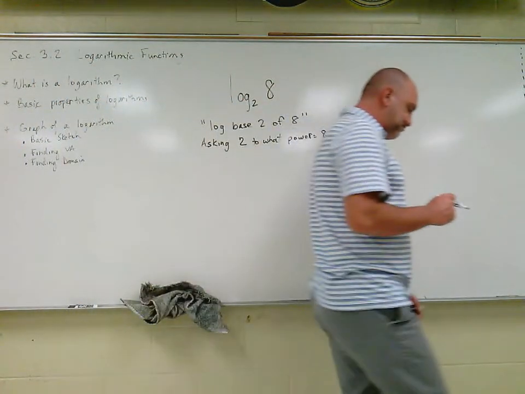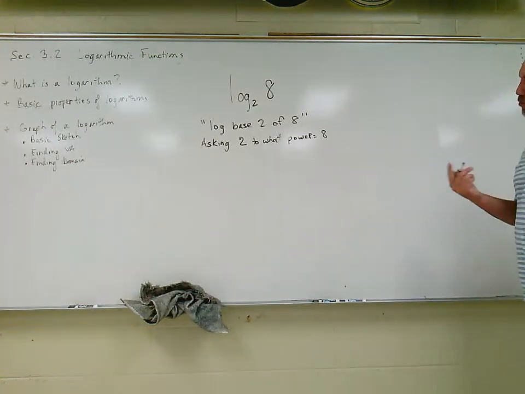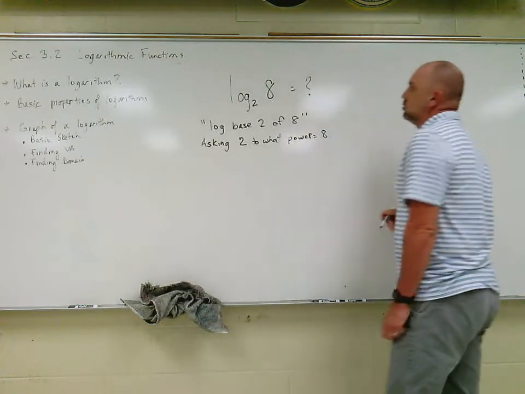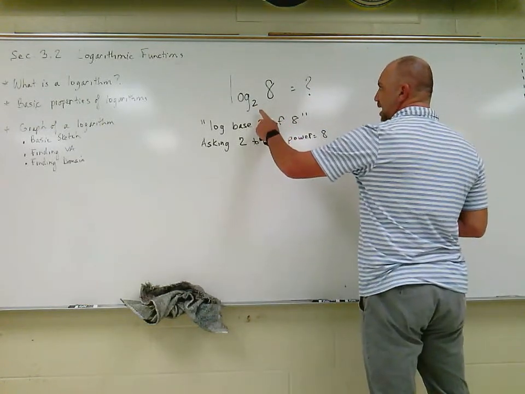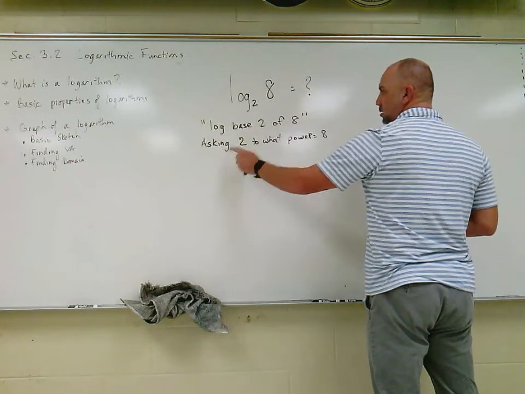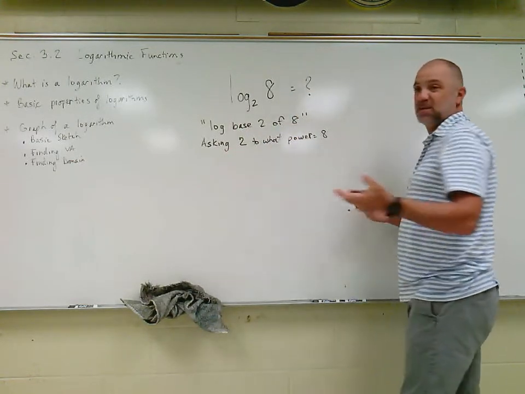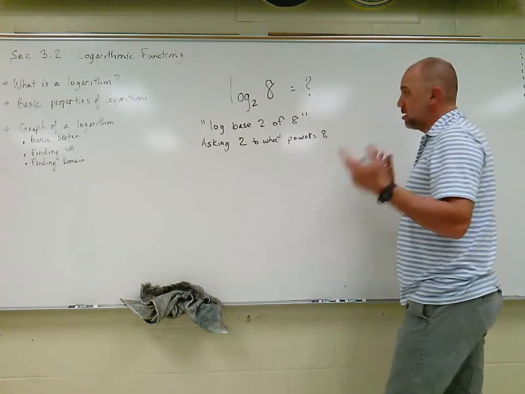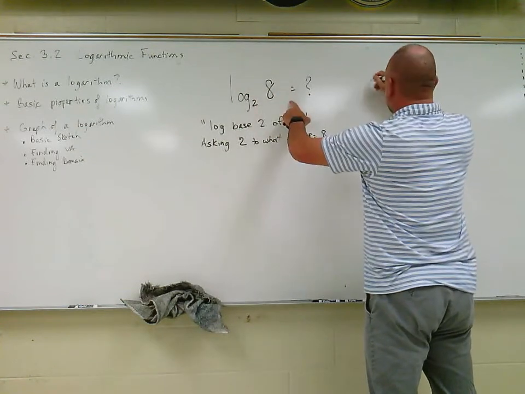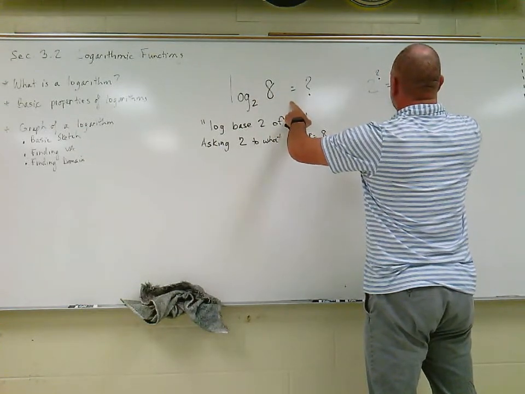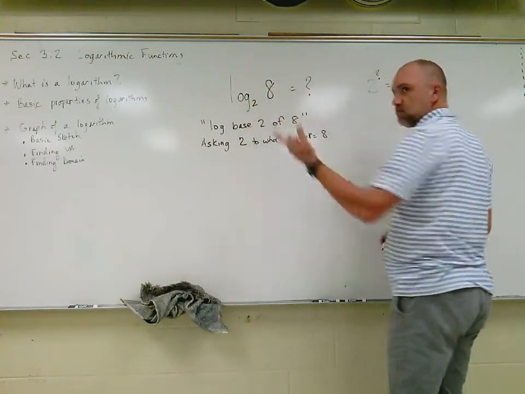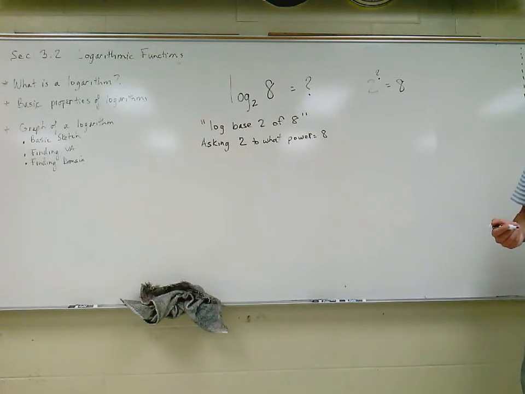So for instance, if I just put a question mark here, as that's what I'm trying to figure out, what's this answer? This is asking 2, so this here is looking for an exponent. This is asking the question, 2 to what power is 8? Well, what's the answer to that question? 3. You could also write this question like this. These are synonymous. 2 to what power is 8? This is asking the same thing. So it's asking for the exponent.